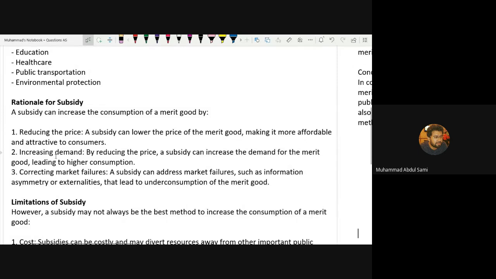Increasing demand by reducing the price, a subsidy can increase the demand for the merit good. The common point is the law of demand. Last but not the least is correcting market failures. We know that market failure is a situation where free markets fail to allocate resources efficiently. And there are certain causes and types of market failure, among which we have merit goods. Within merit goods, they are underproduced and underconsumed. So, in order to address it, the government could intervene.